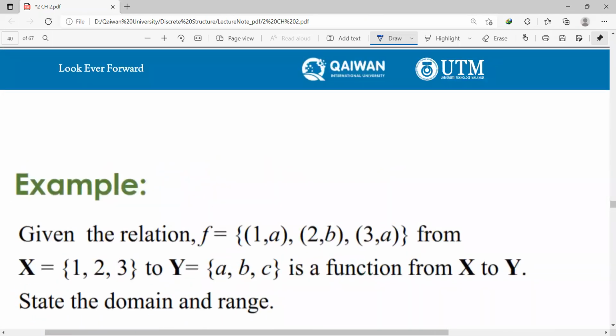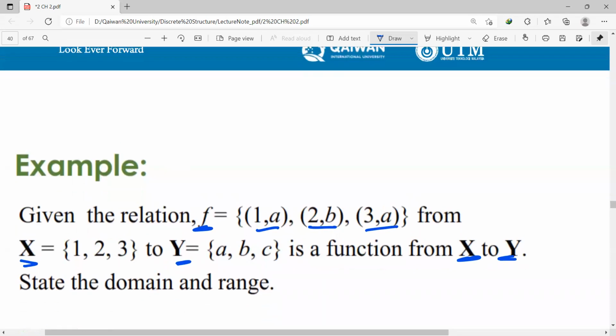We have been given this relation. It says f equals {(1,a), (2,b), (3,a)} from set X to set Y. It's a function from X to Y. Here we should find the domain and range. We are going to find the codomain also.